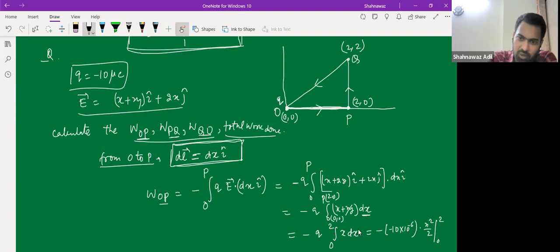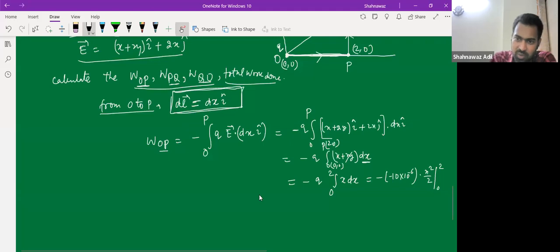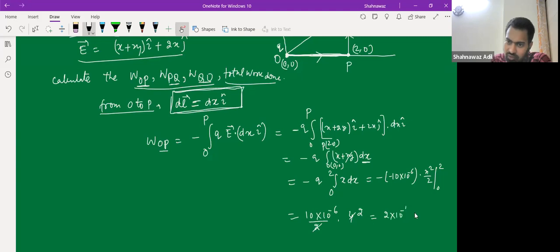Yes, sir. Okay, so this would be how much? This would be minus minus plus, so 10 into 10 to the power minus 6, x square by 2. So 2 to 0, so this is 2 square by 2, or this guy comes over here, so 4. So this cancels, and we have 2 into 10 to the power minus 5 joules. Okay, this is the work done from O to P. Is this part clear?